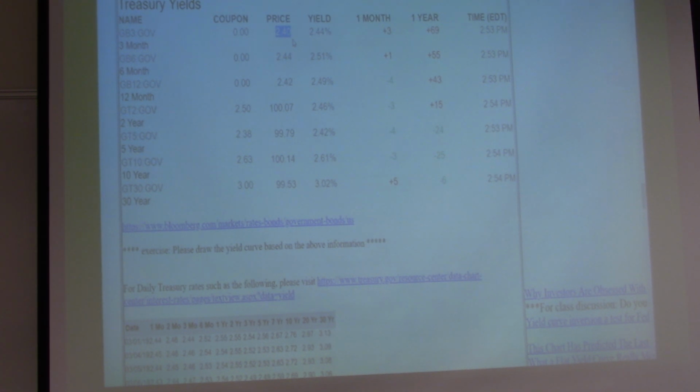You use 1,000. You will get $1,000, but you just pay less. It's just like you lend $993.94 to the government. You get $1,000 back in 3 months. So your return will be 2.44% multiplied by 3/12. But I don't know what this 2.4 means. I didn't pay attention. So this price should be 99.39 instead of 2.4.